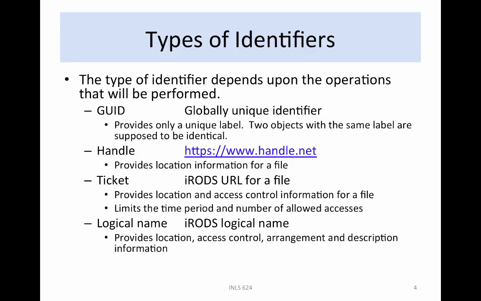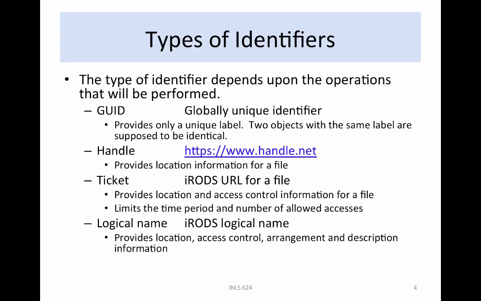Digital libraries and data centers use multiple types of identifiers depending upon the types of operations they perform upon the identifiers. Operations performed upon an identifier require a system somewhere in the world that can resolve the identifier to an object and then apply the operation to the object. Identifiers in current use include GUID, a globally unique identifier. Two objects that have the same GUID are supposed to be identical. No location information is associated with the GUID.